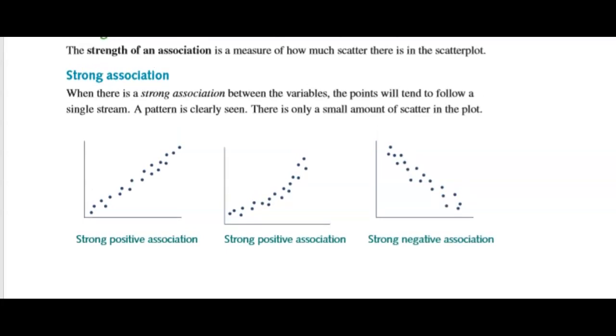Okay, so you can see this is strong. This one, even though we said it's curved, it doesn't say that it's linear, it just says it's a strong positive association. This is a strong positive association. This is a strong negative association. So the terms positive and negative refer to the direction, and strong refers to the strength of it.